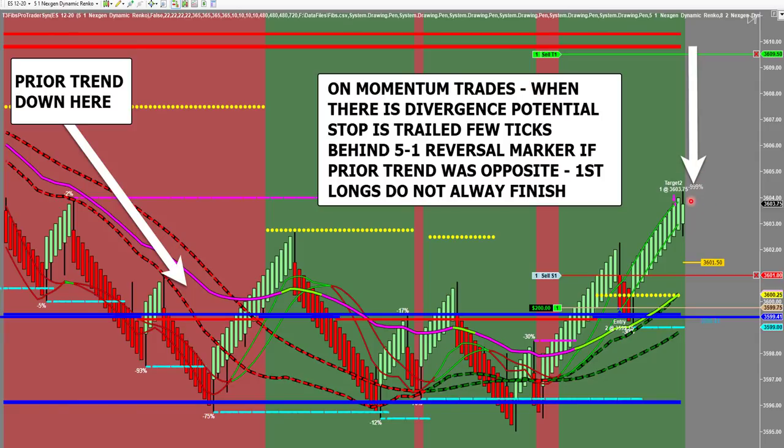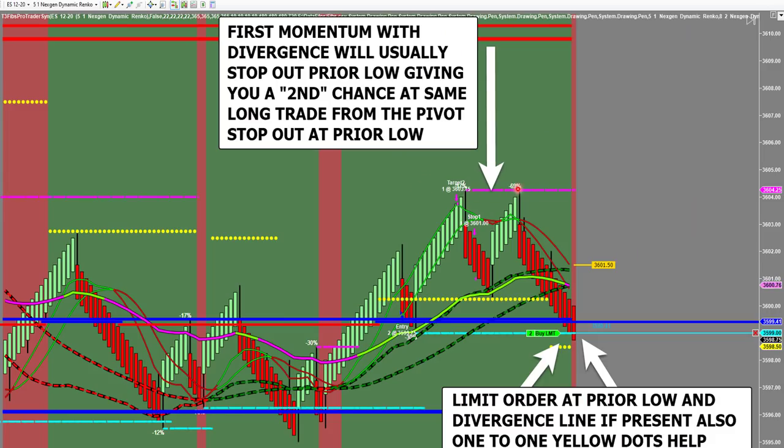And this is especially true when the prior trend was down very, very strong. That first long trade doesn't always follow through all the way. Sometimes it does, and if it does, we're in, and if it doesn't, we're watching out for it. So again, depending on the strength of the prior trend down, you may think about taking 200 or, give or take, and then trailing with divergence. Because on the first trade going the other way, if you get divergence or a couple divergences, it almost always gives you a second chance from a lower area, usually a pivot stop out.